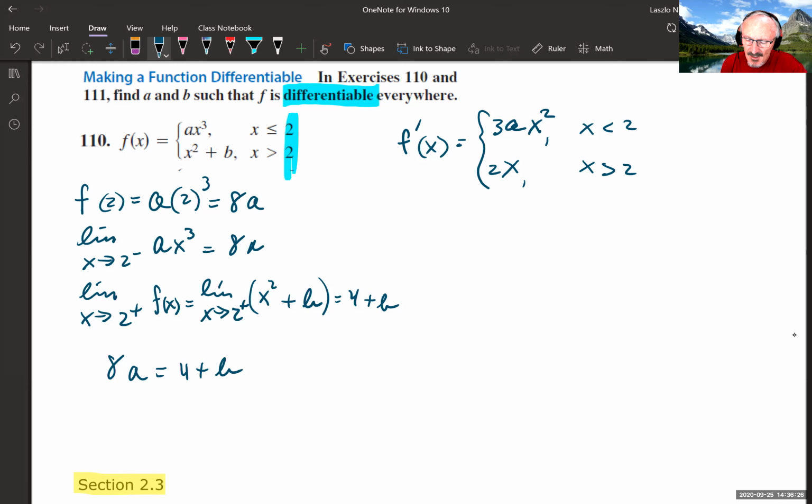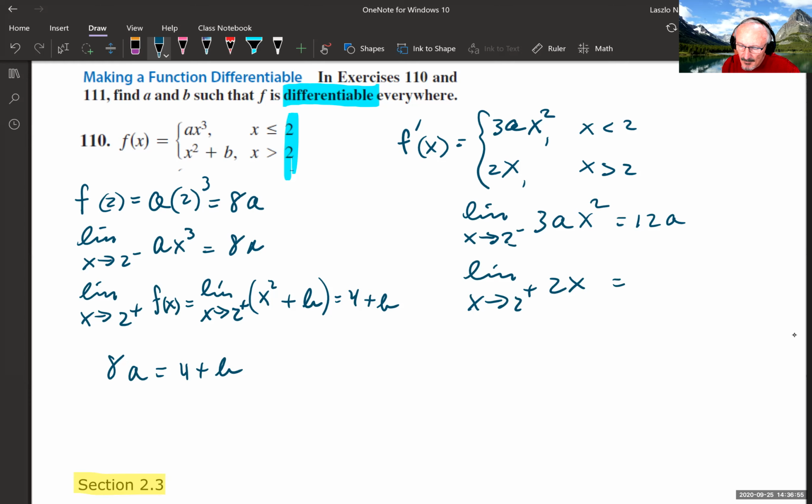And let's find the limit as x approaches 2 from the left, and we discover that that is going to be, of course, the limit of 3ax squared. And so what do we get? We end up with 4 times 3a, so 12a. Okay, we also need to find the limit as x approaches 2 from the right, which would involve 2x. And so we end up with 4. Now, in order for the function f of x to be differentiable at x equals 2, we need to have 4 equal 12a. So the left-hand limit and the right-hand limit as x approaches 2 for this f prime must be the same. So we can simplify this, and of course we end up with a being 1/3.